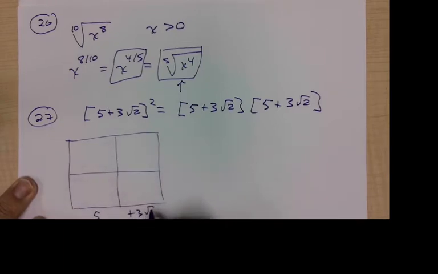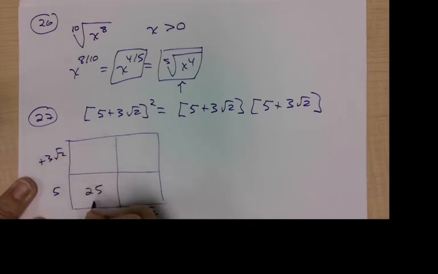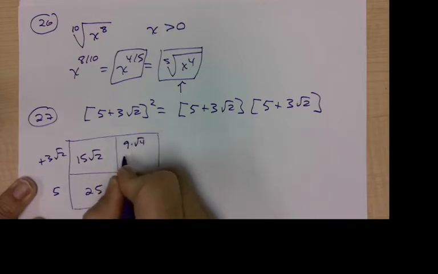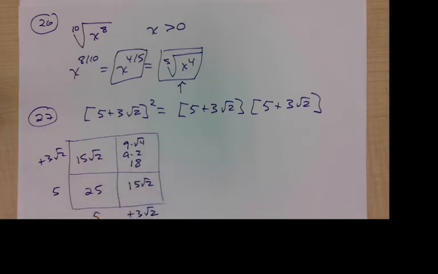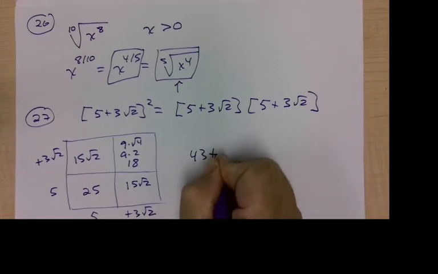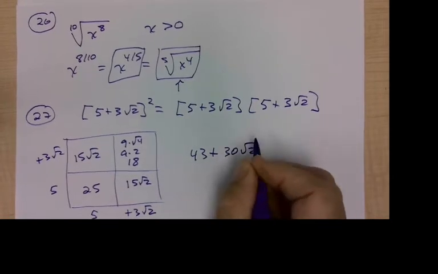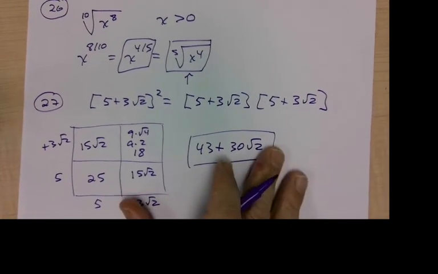Five plus 3 root 2, 5 plus 3 root 2. 5 times 5 is 25, 5 times 3 root 2 is 15 root 2, 5 times 3 root 2 is 15 root 2. 3 times 3 is 9, root 2 times root 2 is root 4, which of course is 2, and that gives me 18. So, adding those together, we get 25 plus 18, which is 43, plus 15 root 2 and another 15 root 2 is 30 root 2. And that's my answer to number 27.